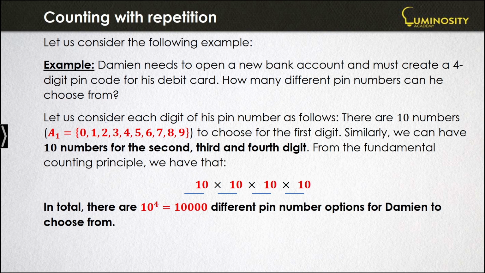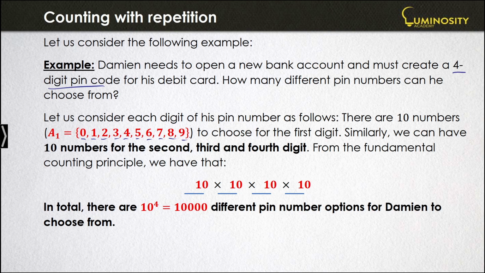Damien needs to open a new bank account and he needs to create a 4-digit PIN code for his new debit card. How many different PIN numbers can he choose from? If you consider each digit of his PIN number as follows, there are 10 numbers. So let's say from the first set, A1, they can choose 0, 1, 2, 3, 4, 5, 6, 7, 8, 9.